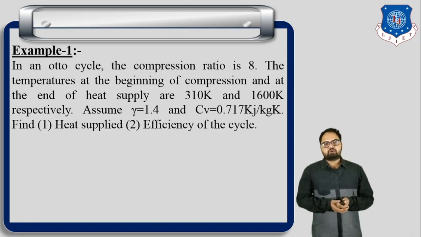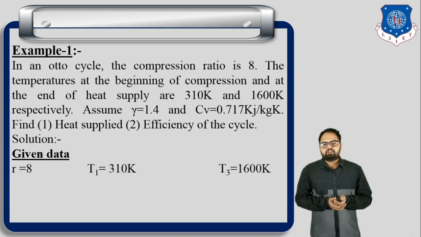We know the efficiency of the Otto cycle equation is 1 minus 1 divided by R raised to gamma minus 1. We have the value of R as well as gamma, so we can easily calculate the efficiency of the cycle. We need to find out the heat supplied during the process. In the Otto cycle, heat is supplied at constant volume, so Qs is equal to m Cv (T3 minus T2). Here we have the value of T1 and T3, so we need to find out the value of T2. So let's start the numerical.